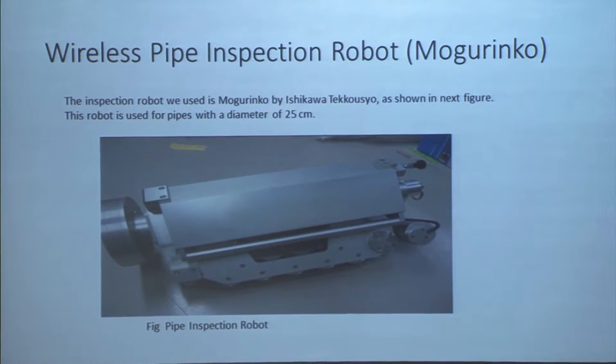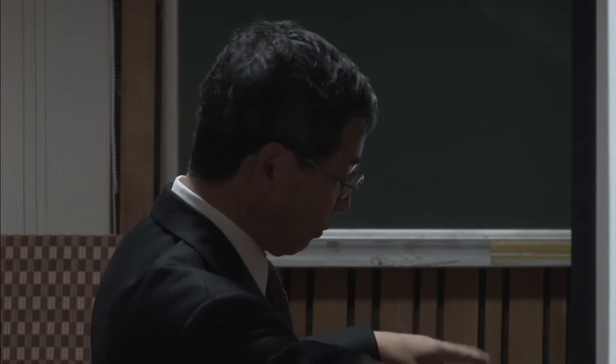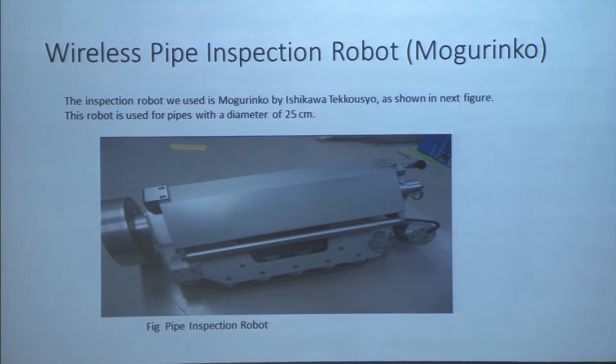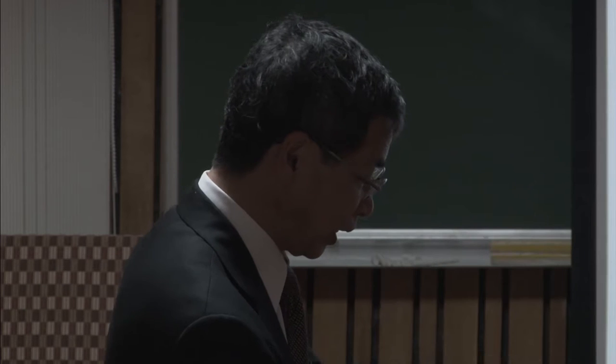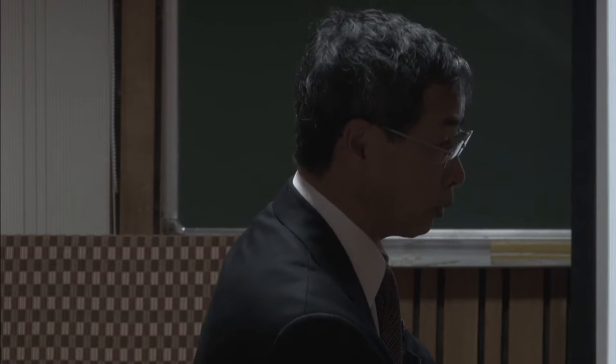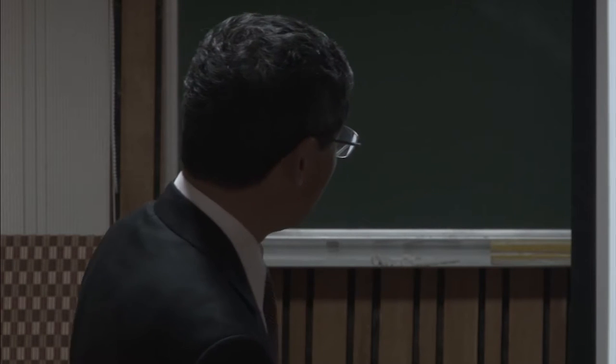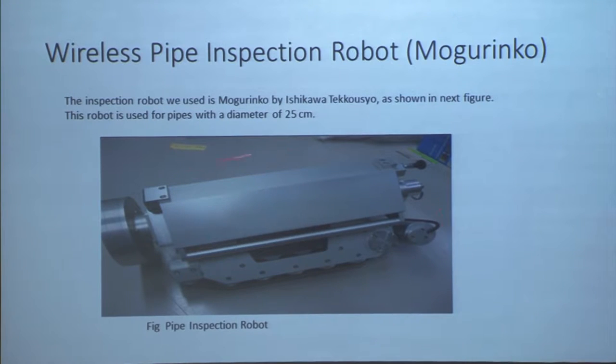This is the wireless pipe inspection robot. This commercial robot is called Mogurinko. Mogurinko is a Japanese word; moguru means to go down into the ground. Mogurinko means going inside the ground or some material. This is the commercial robot, and we open it here and change the inside.